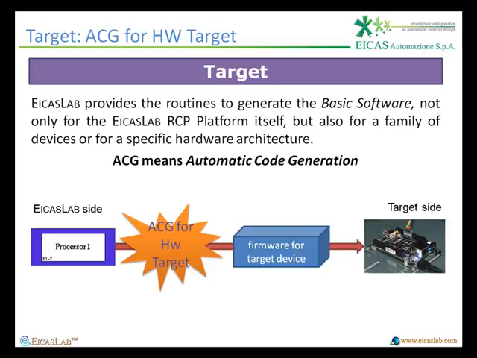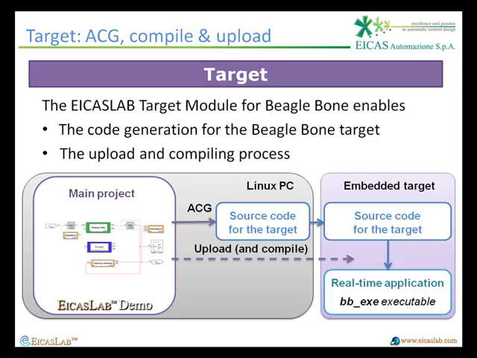In fact, EICASLAB provides the SCG for hardware target feature, meaning automatic code generation for hardware target, aiming at generating the target-dependent source code for a set of preselected targets, such as, in this case, the BeagleBone Blackboard. The EICASLAB target module for BeagleBone enables the code generation for the BeagleBone target and the upload and compiling process on it, in order to have the real-time application to run in the hardware target.